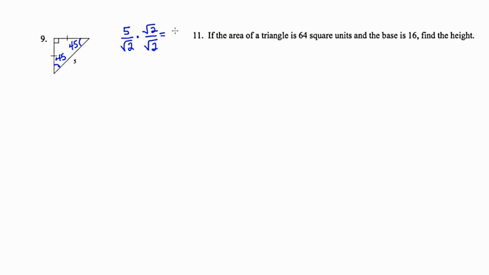And then I end up getting 5 root 2 on the top, and then 2 on the bottom. So it's not the most attractive answer, but this represents one of the legs of this right triangle. So this is going to be 5 root 2 over 2. And this is also going to be 5 root 2 over 2.